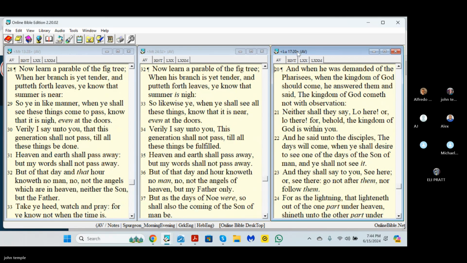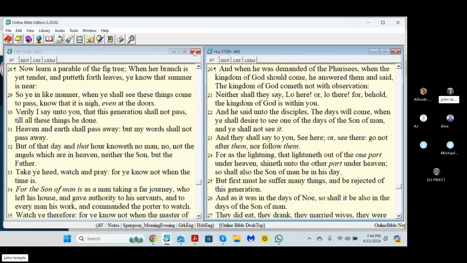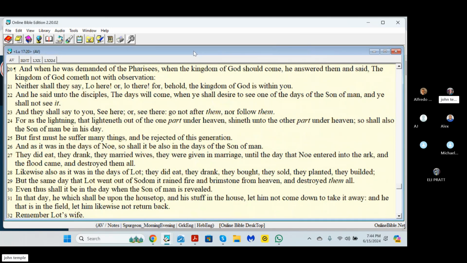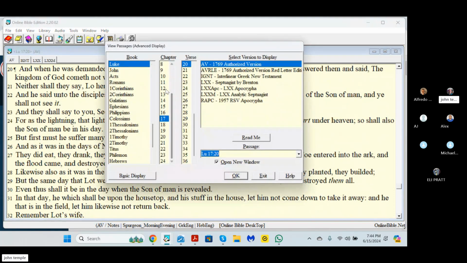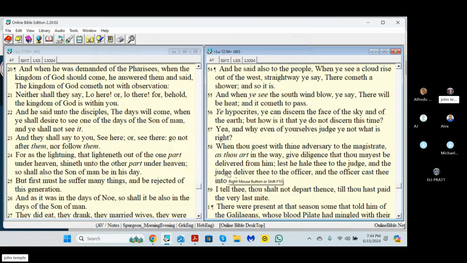Luke 12:54 to 59, Luke's got some long stuff here. And he said unto the people, when you see a cloud rise in the west, straightway you say, there cometh a shower, and so it is. And when you see the south wind blow, you say, there will be heat, and it comes to pass.